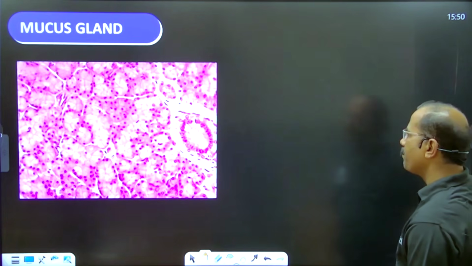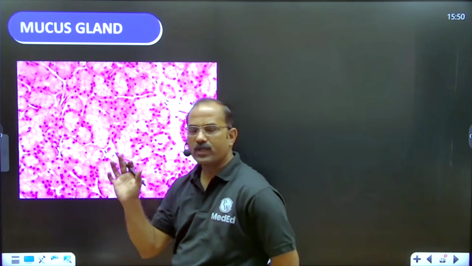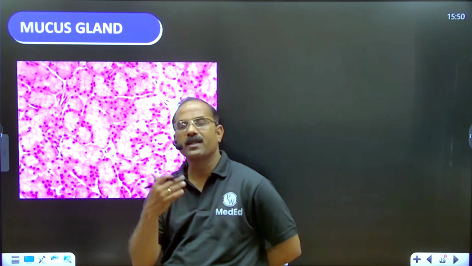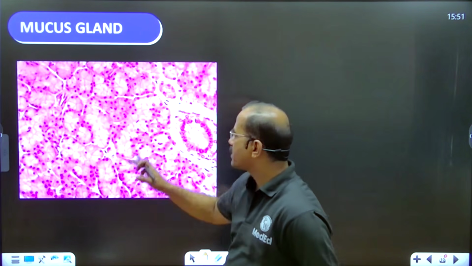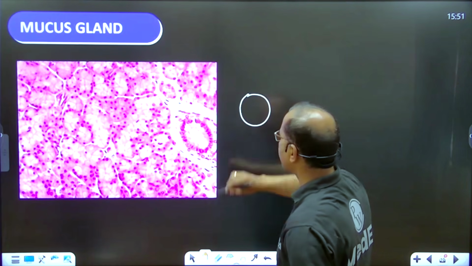Mucus serous or a mixed gland. Now have a look at this. What is the functional unit of a gland known as? A functional unit of a gland is known as an acinus. Acinus is a group of cells which encloses a lumen. A group of cells enclosing a lumen is known as an acinus.